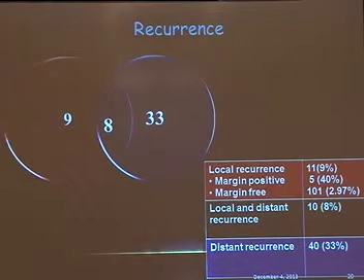Now coming to the recurrence, 33% of the patients had distant recurrence, 9% had local recurrence, and 8% had both. Now when we see, when the margin was positive, up to 40% of the patients had local recurrence, whereas when the margins were free, less than 3% had local recurrence. This stresses the importance of an adequate surgery.